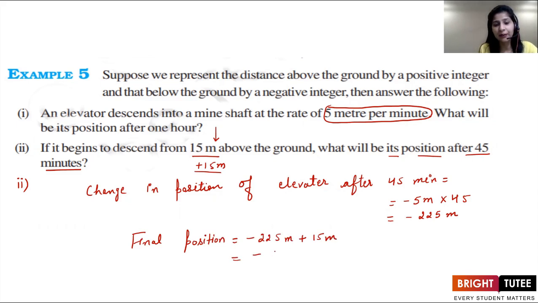That gives us -210 meter. That means the final position of the elevator after 45 minutes is 210 meter below the ground, right? The negative sign shows below the ground, the positive sign shows above the ground. The positive integer is representing the position above the ground and the negative sign is representing the position below the ground. So this is how we are going to solve this question.